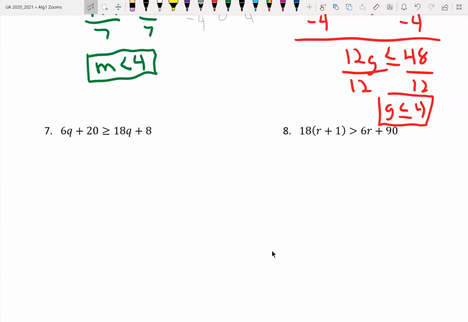Continuing with our solving inequalities test, remember you're either marking a check mark or a question mark. 2 per every problem. 1 for the statement of the inequality, 1 for the number line. All right, number 7, we have variables on both sides.